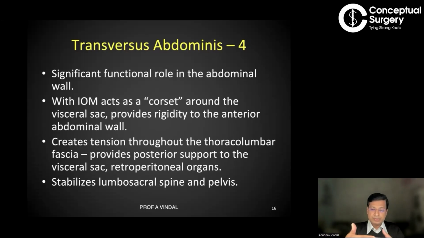So the anterior support is provided by these flat muscles, and the posterior support, between the lateral border of the erector spinae and the quadratus lumborum, is provided when these muscles contract and in turn make the thoracolumbar fascia tense.